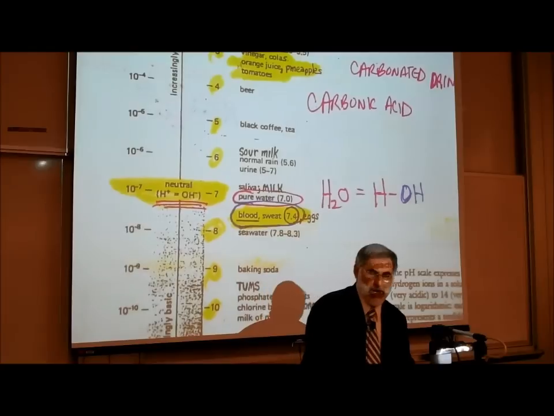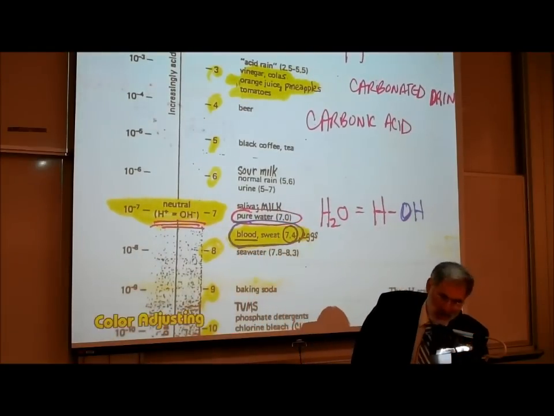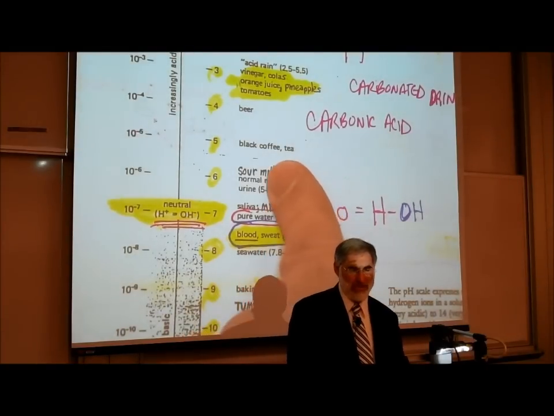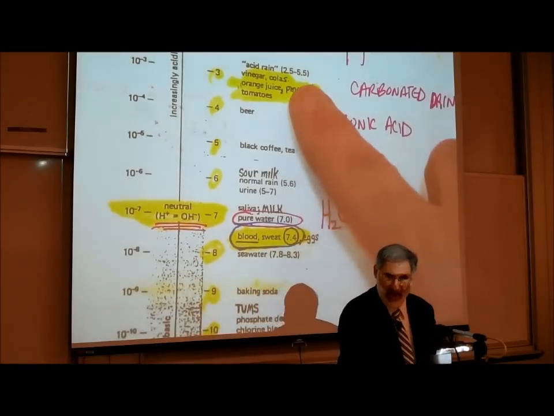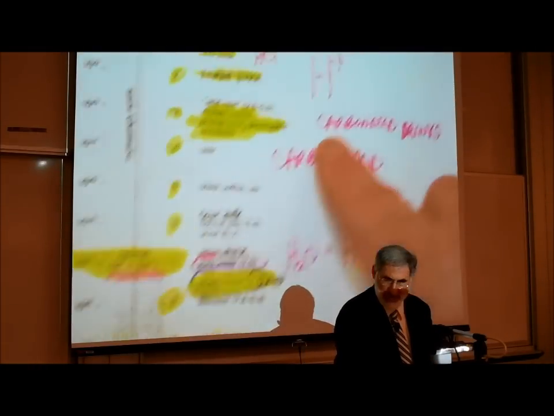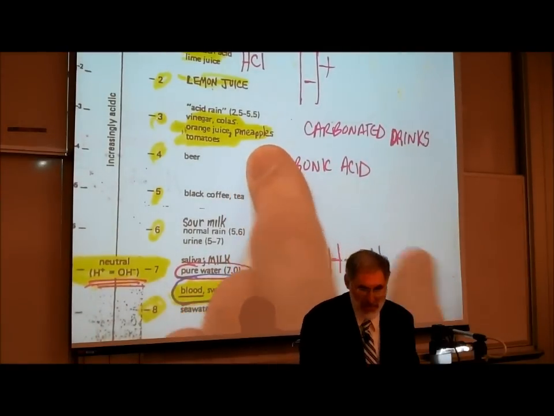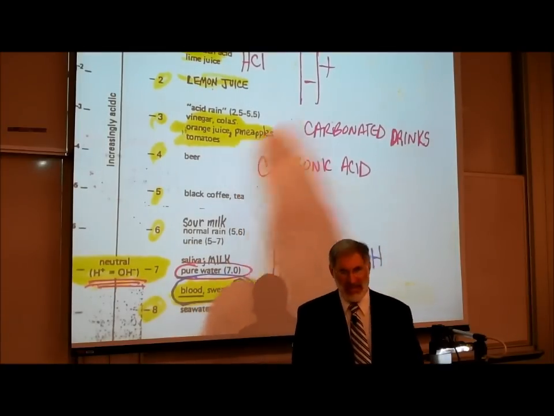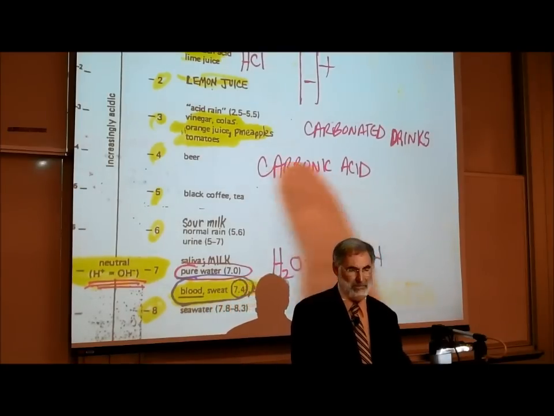Last time we talked about things that were acidic. We mentioned that sour milk is a pH of 6. Even more acidic is coffee and tea. Even more acidic is beer. Even more acidic are carbonated drinks like Coca-Cola or Sprite, anything that's carbonated. We're going to be learning that's because beer and carbonated drinks contain carbonic acid. We'll learn what that is in a moment.